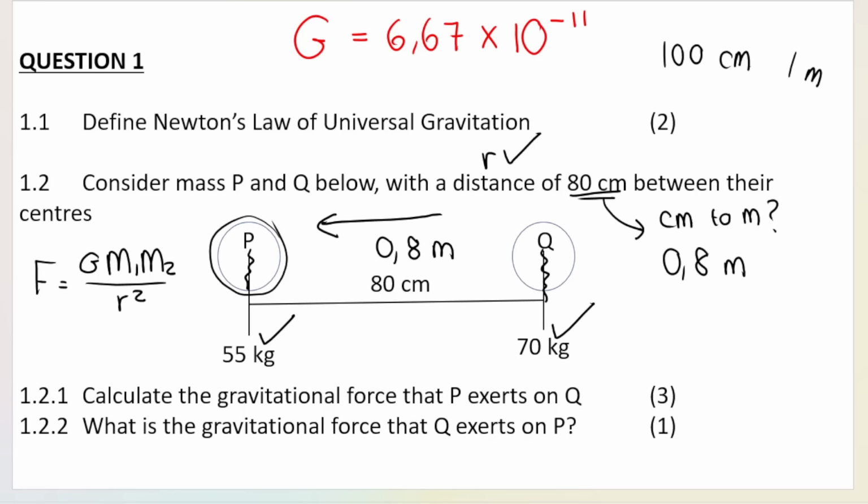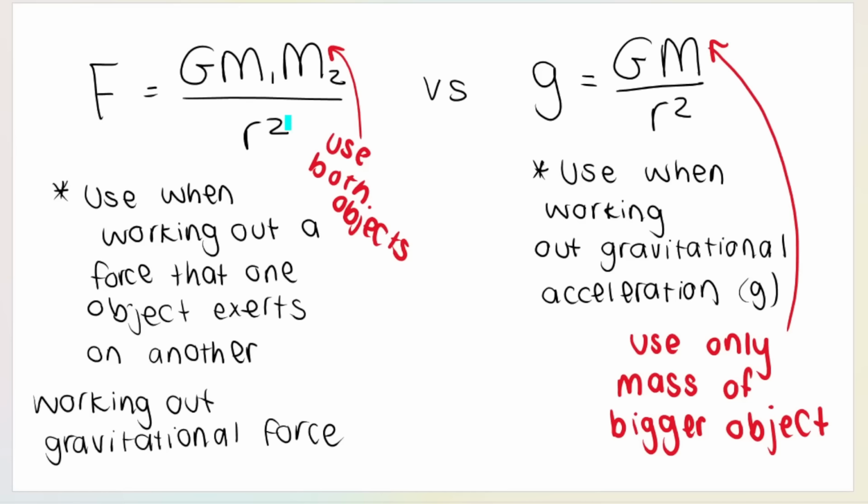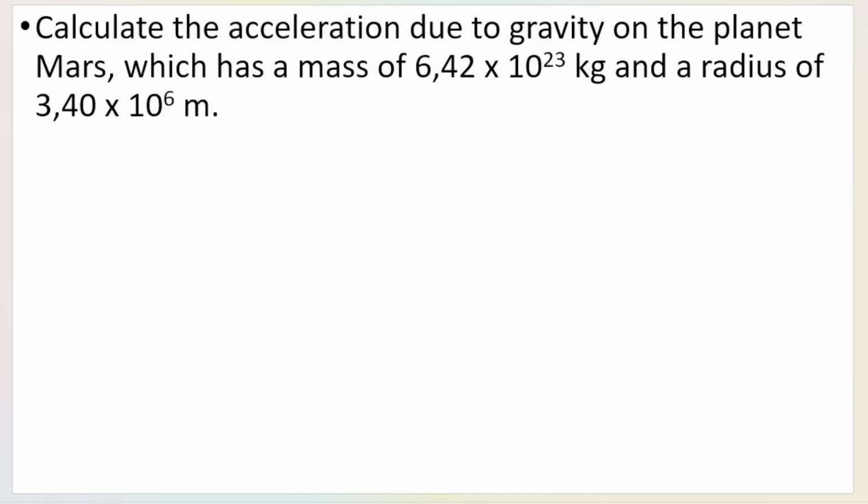So that's an example of a question where you use this first formula over here. But what about this formula over here? Well, let's take a look at a question that could ask you to use that formula. Something like this. Calculate the acceleration due to gravity. So we're looking for baby g.